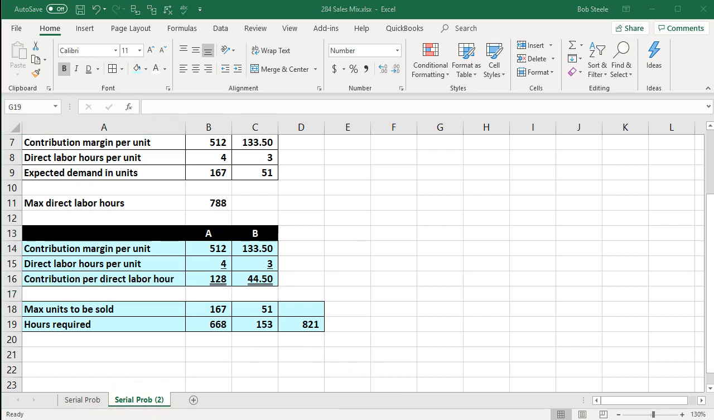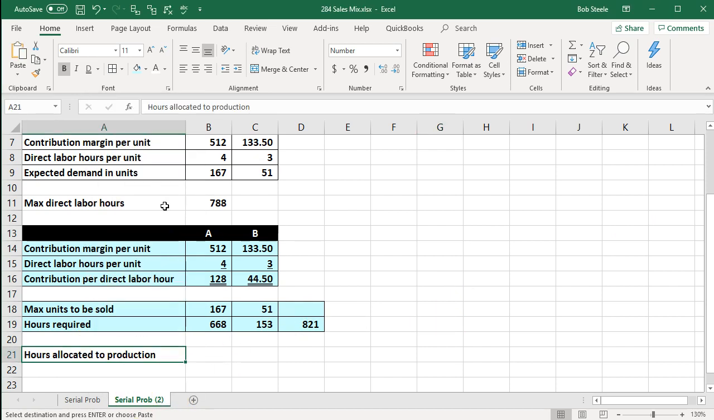So we're going to allocate our hours allocated to the products that we're going to have here. Now, we know that if we look at our contribution margin per direct labor hour, we're better off making A. So we're going to devote our time to making A up to the point where we max out the production of A, where we've maxed out the number of units that we think we could sell. We think we could sell 167 units, and that takes 668 hours. So I'm going to max that out. We're going to say, all right, we're going to max that to 668.